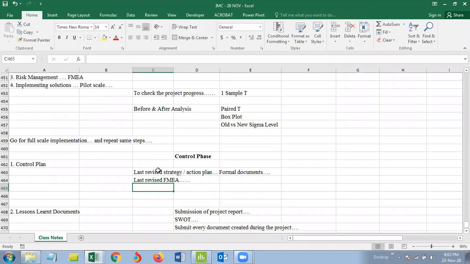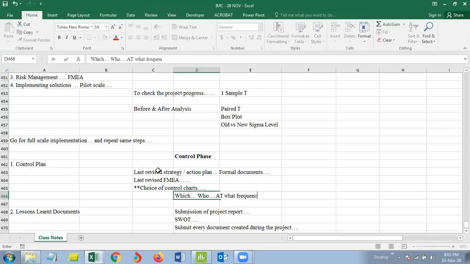So the last revised activities will be added, and the most important part which comes in here is the choice of control charts. Now, which control chart would you be publishing? Which control chart, who will publish it, at what frequency, so various things we need. And then what is expected from the person who will publish control charts.